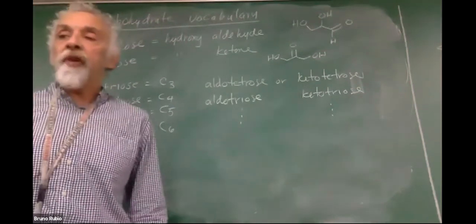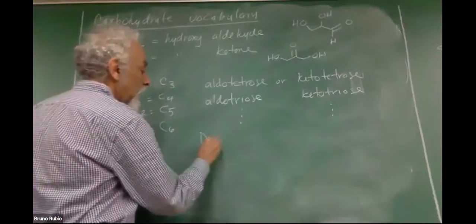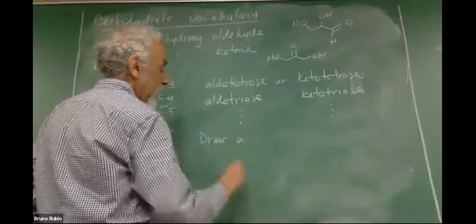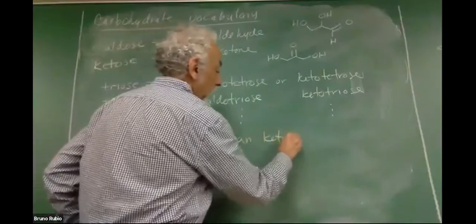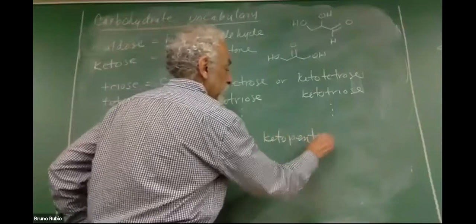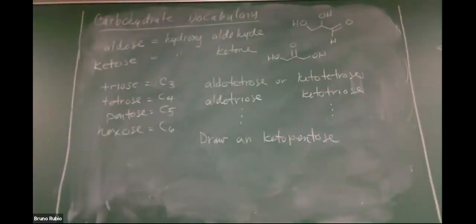Okay, so ready for a problem? Why don't you try it? Draw a ketopentose. Okay, so what does ketopentose mean? That means it's going to be a polyhydroxy ketone that has 5 carbons in it. There are many correct answers. Draw a ketopentose.